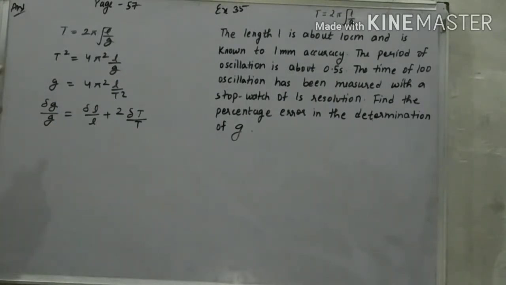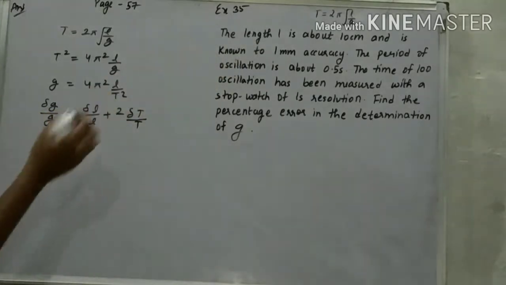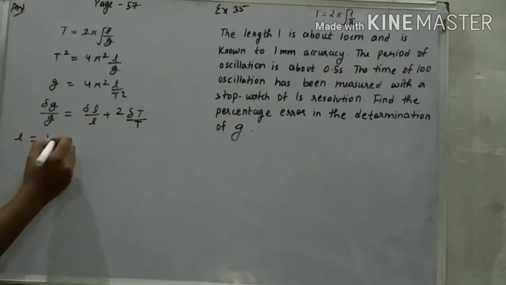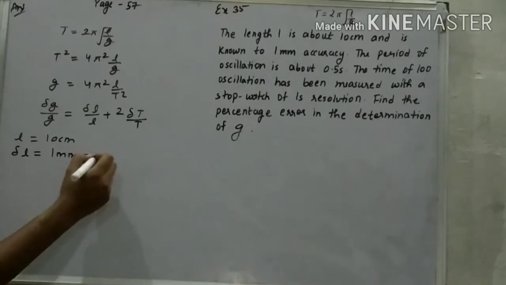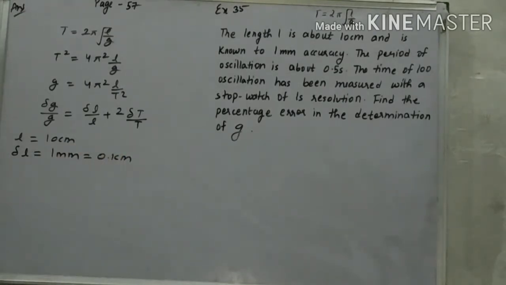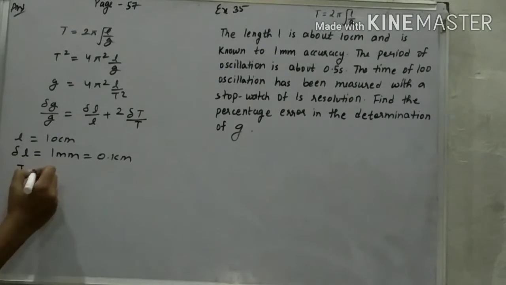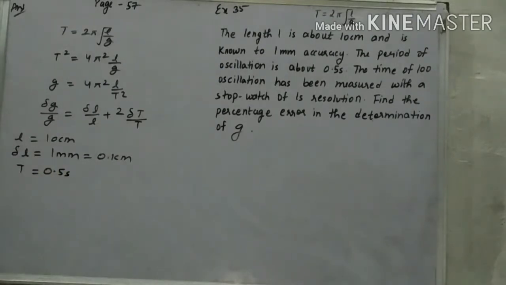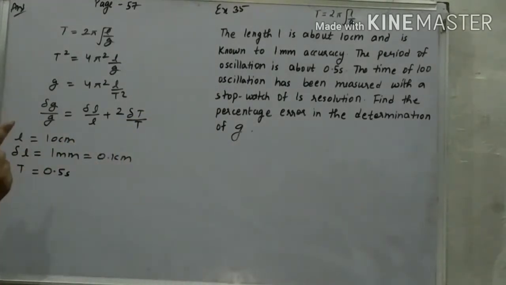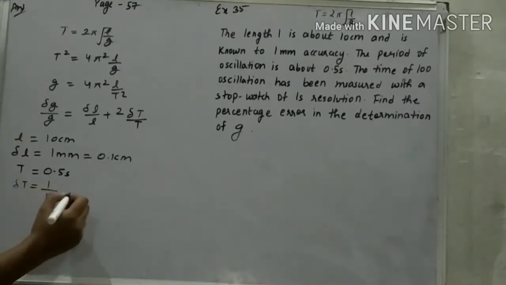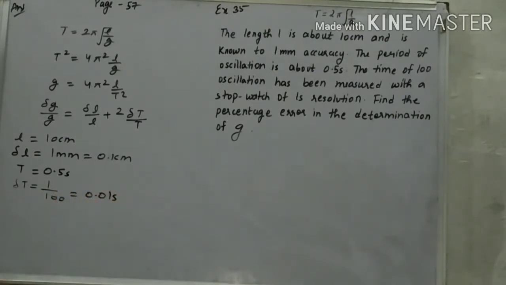The length L is about 10 centimeter. So the value for L is 10 centimeter and is known to 1 mm accuracy. 1 mm accuracy, so that will be your del L. 1 mm is equal to 0.1 centimeter. The period of oscillation, that is T, is equal to 0.5 second. And the stopwatch of 1 second resolution with a time of 100 oscillations. So 1 second, del T will be equal to 1 upon 100, that is 0.01 second.